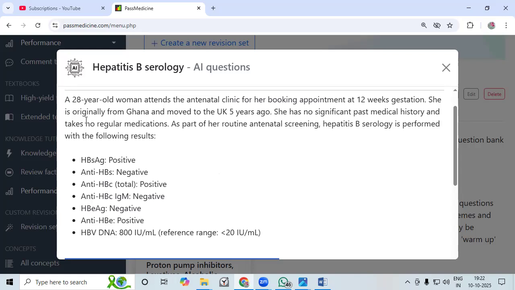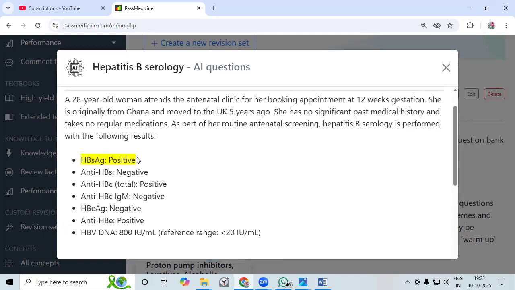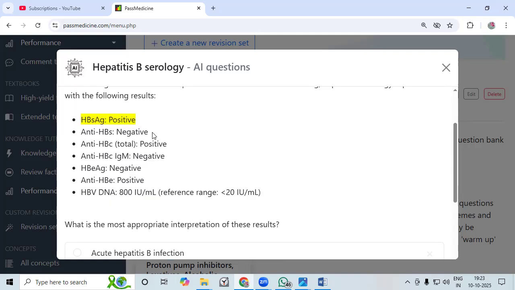A 28-year-old woman attends the antenatal clinic for her booking appointment at 12 weeks gestation. She is originally from Ghana and moved to the UK 5 years ago. She has no significant past medical history and takes no regular medication. As part of her routine antenatal screening, hepatitis B serology is performed with the following results. HBsAg is positive, so the surface antigen is positive, and anti-HBs is negative. So it is pointing towards acute infection till now, but anti-HBc total is positive.